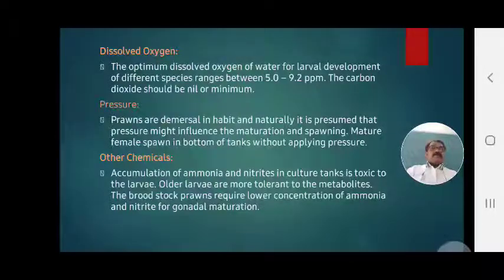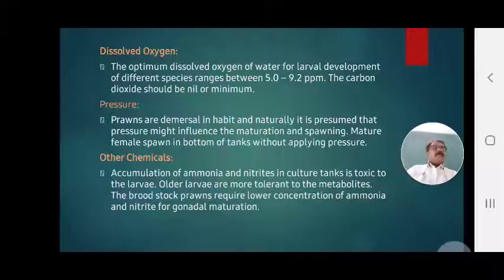At the same time, when dissolved oxygen is maintained in the proper range of 5 to 9.2 ppm, the carbon dioxide level should be nil or minimum. When carbon dioxide is nil or minimum, these prawns, Penaeus indicus, grow better and in an ideal manner.